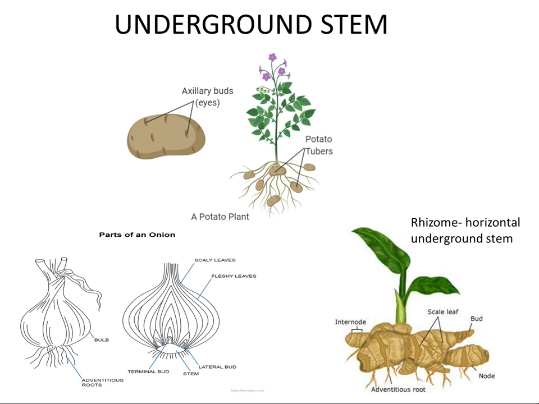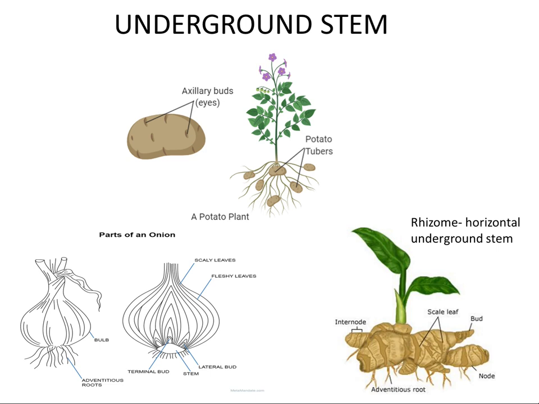Now coming to the underground stem, these underground stems grow underground by developing some buds. Here you can see potato being a tuber. When they develop the buds over that in the form of eyes, these buds can develop into a new offspring. Similarly, there are some other examples for these underground stems.